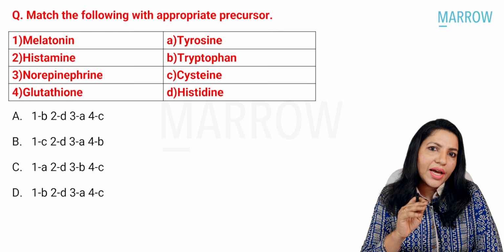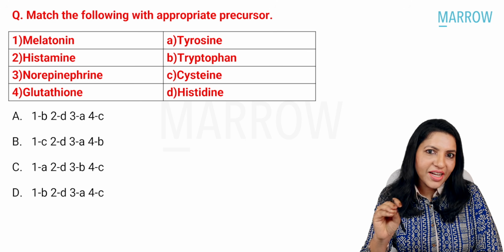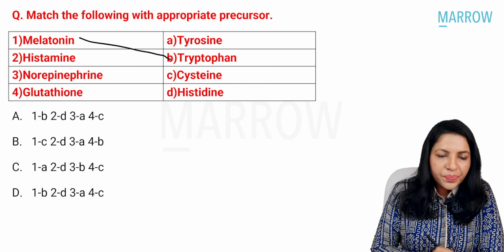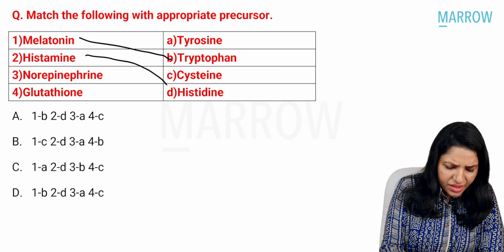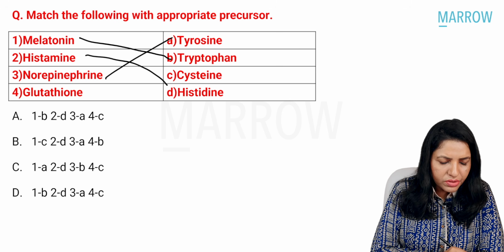I usually say tyrosine, melanin. Melatonin, it is tryptophan. That I used to say in the class also. Okay, so melatonin is tryptophan. Histamine, definitely it is histidine, you all know. Norepinephrine is a catecholamine which is derived from tyrosine.